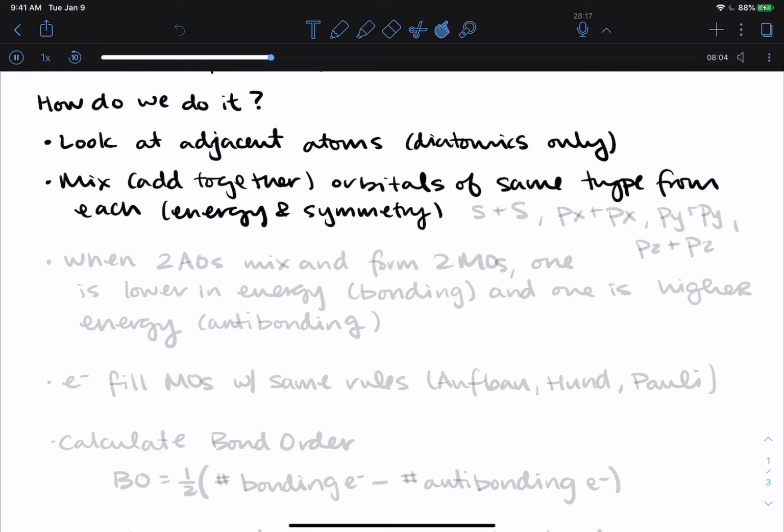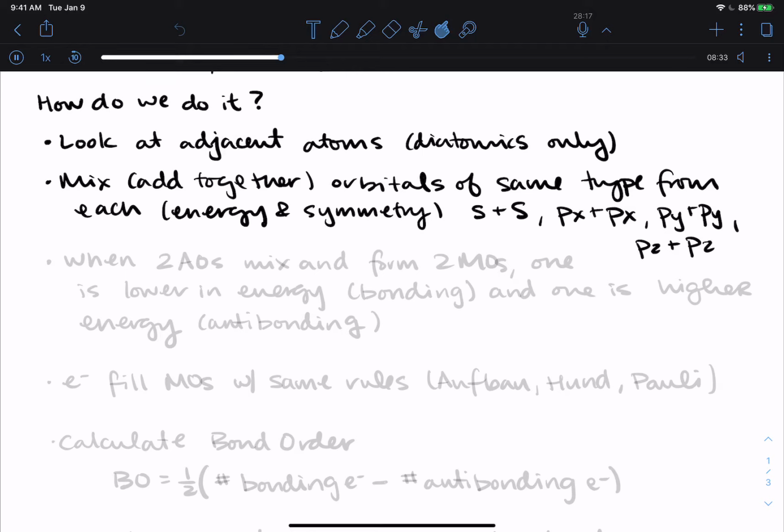So that means we're going to use the s on element or atom 1 and add it to the s on atom 2. The px on atom 1 will add with the px on atom 2. py on atom 1 plus py on atom 2, and I'm going to say etc., but the only thing left is pz on atom 1 plus pz on atom 2.